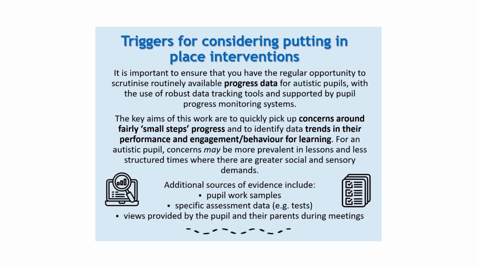Triggers for considering putting in place interventions. It is important to ensure that you have the regular opportunity to scrutinise routinely available progress data for autistic pupils, with the use of robust data tracking tools and supported by pupil progress monitoring systems. The key aims of this work are to quickly pick up concerns around fairly small steps progress and to identify data trends in their performance and engagement and behaviour for learning.